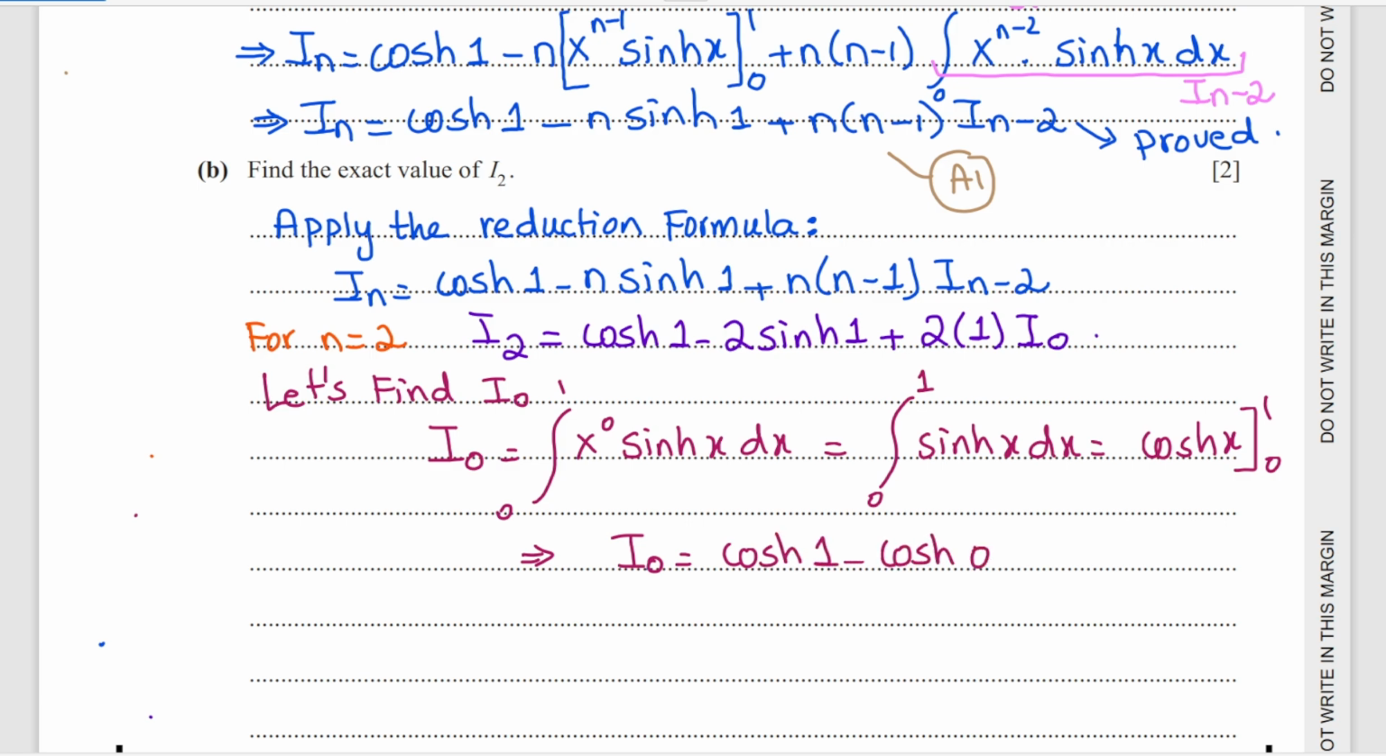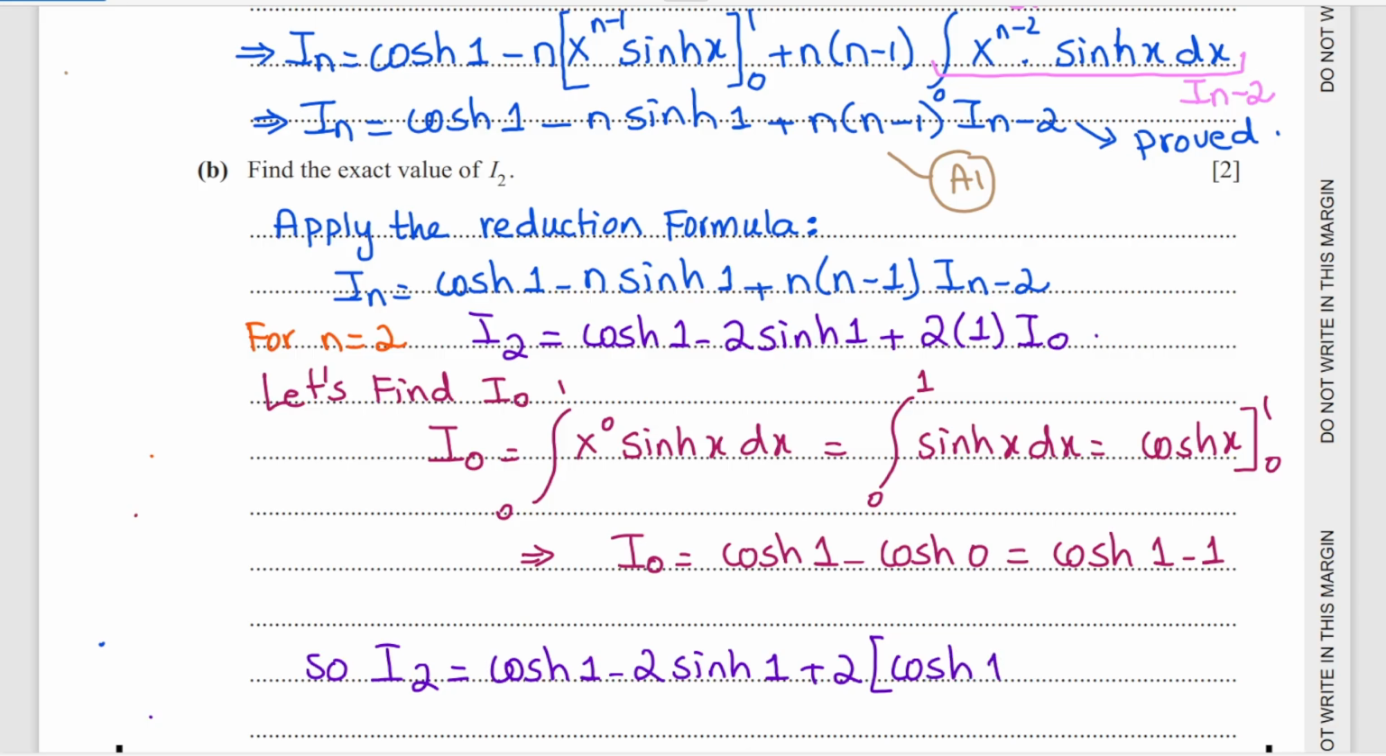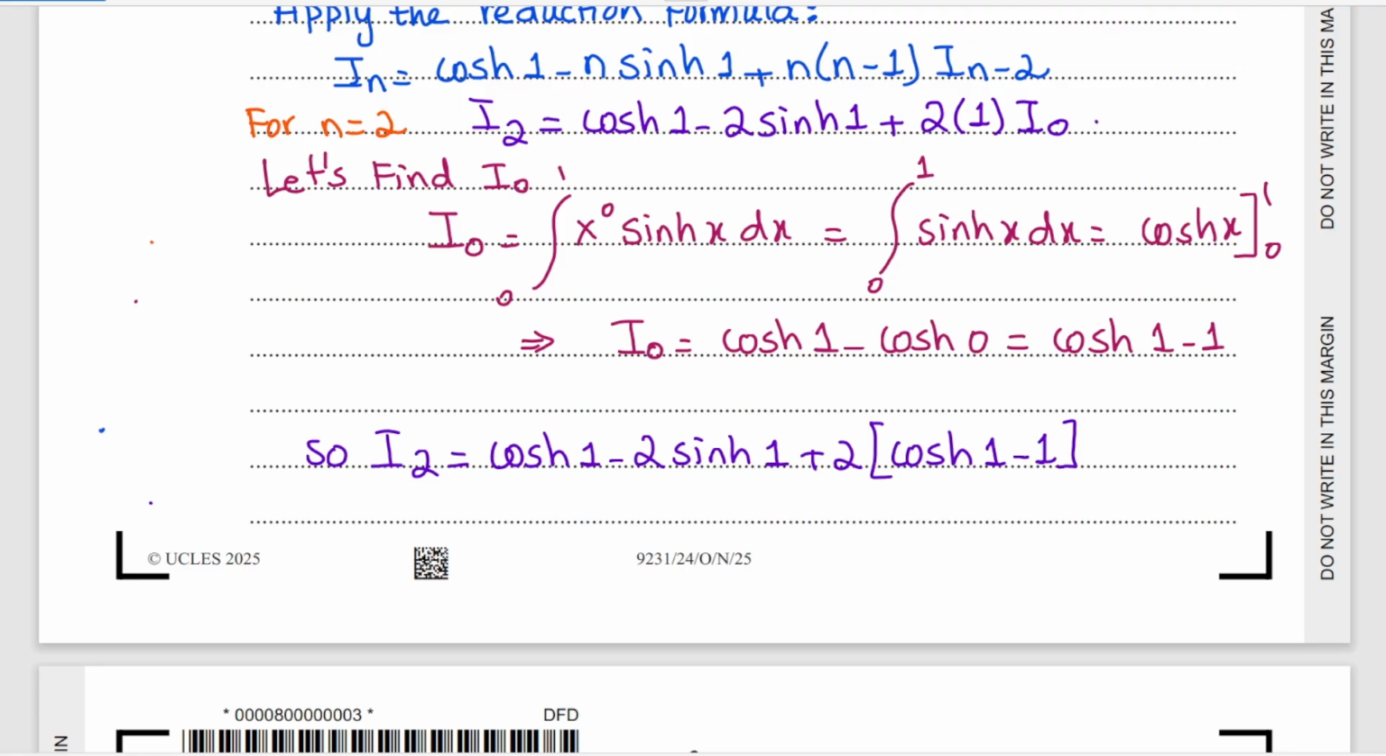Because the question asks for an exact value, we keep everything in terms of sinh 1 and cosh 1, and we do not use decimals. So substituting back I_0, be careful and simplify at the end. Marks are often lost through algebra, not calculus. So I_2 equals 3 cosh 1 minus 2 sinh 1 minus 2.